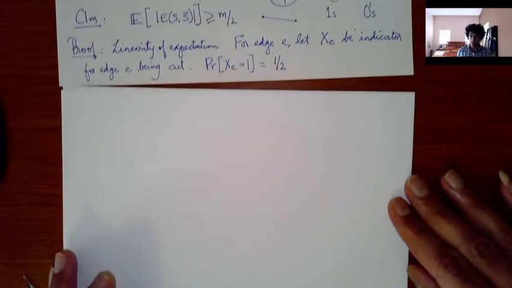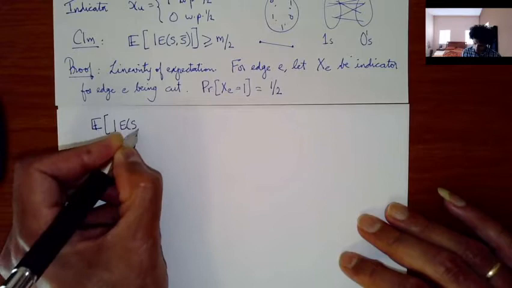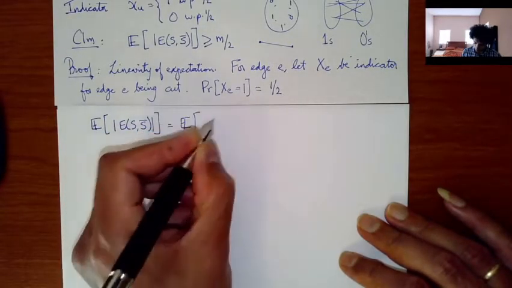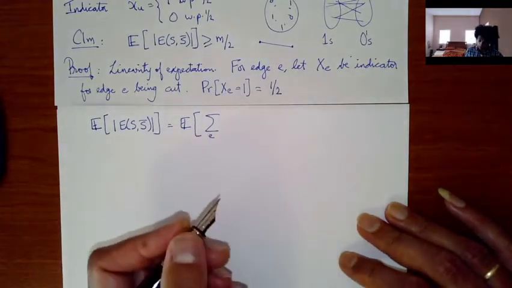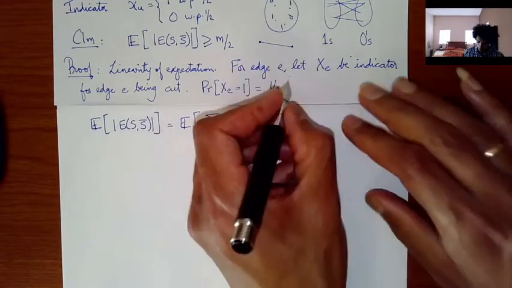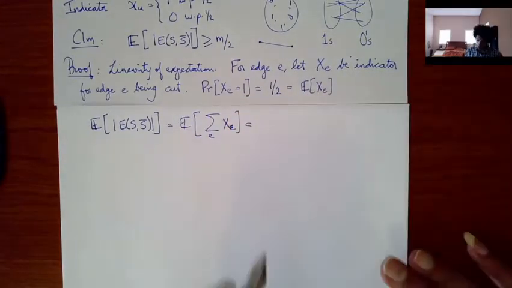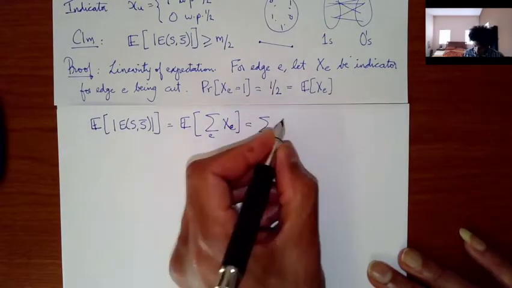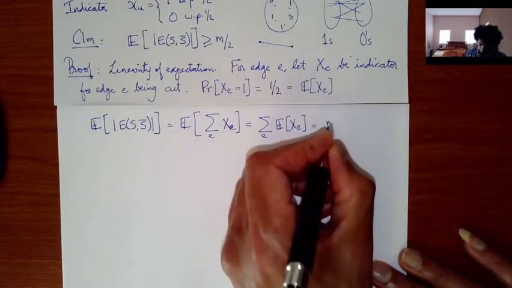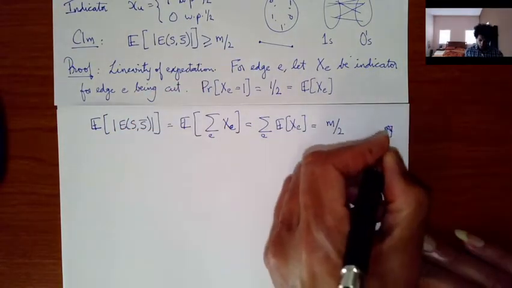So the probability is exactly a half, and so the expected number of edges cut we can write as the expectation of the sum over all edges of X_e. And this is also the same thing as the expectation of X_e, since the probability that it is 1 is the expectation of X_e. So we sum over all edges the expectation of X_e, and this gives you exactly m over 2. So not only is it greater than or equal to, it's exactly m over 2.